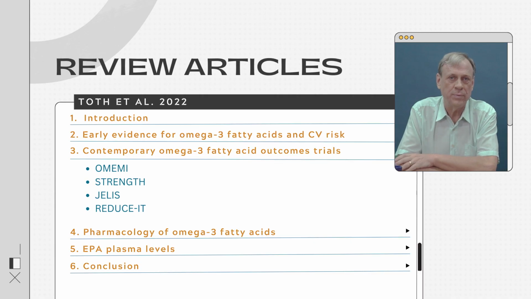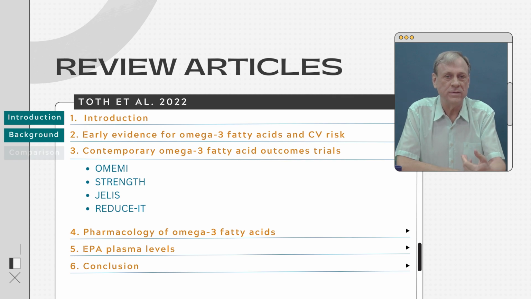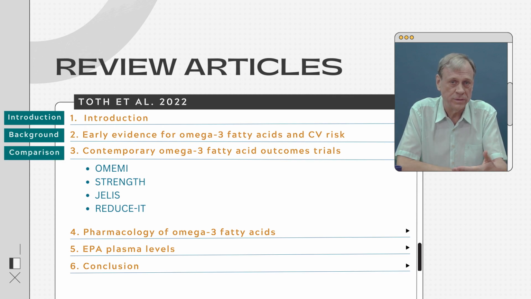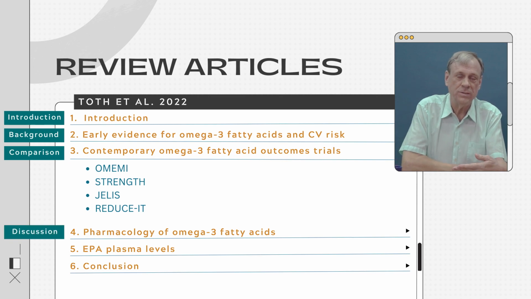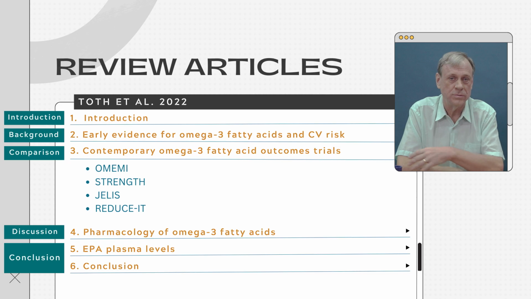So again, here's an example of a review article, and it begins with an introduction. Then it talks about the background, the previous work on fatty acids and cardiovascular risk. And then the main part of this paper looks at 4 different recent studies. It's not a comprehensive review, but it's looking at a comparison of these 4 studies and what they found. And then there's a discussion that tries to tie all of this information together into something that makes sense and gives future directions in the conclusion.